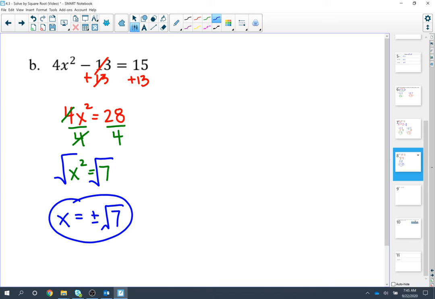Now, I could have written square root of 7, comma, negative square root of 7, but I would also accept if you just put the plus or minus, which takes into account the positive answer and the negative answer.